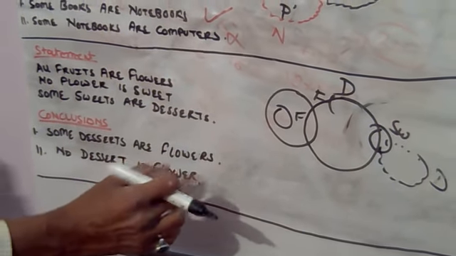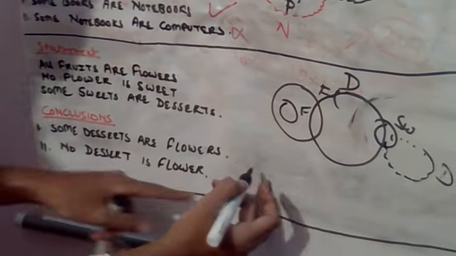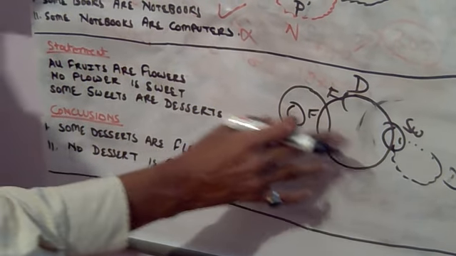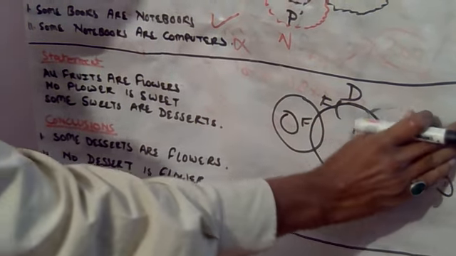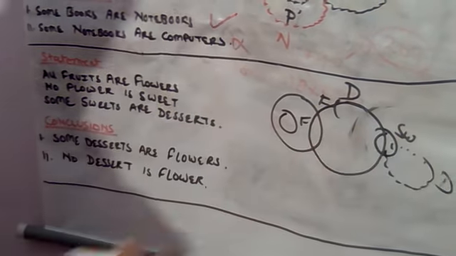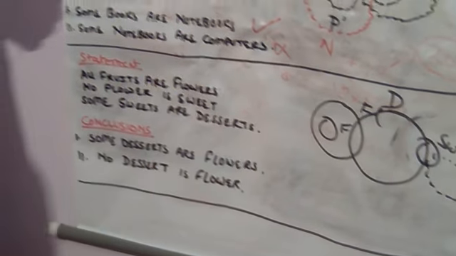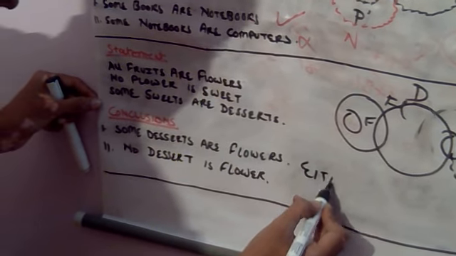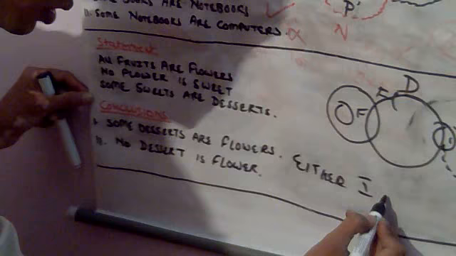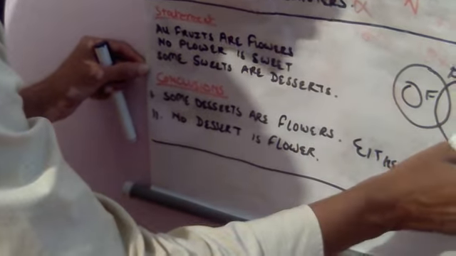The conclusion goes on. First of all, some desserts are flowers. Let's see if it connects well. If we take this diagram, it is correct. Next, no dessert is a flower. Okay, this is an either or statement. We can take either this one or two, as we are not certain if D is over here or over here.